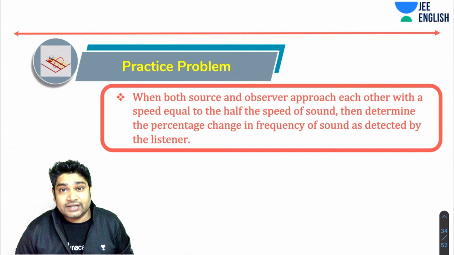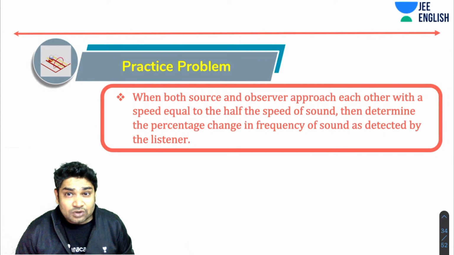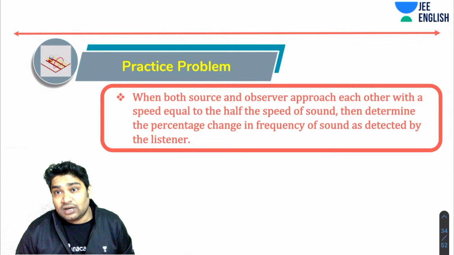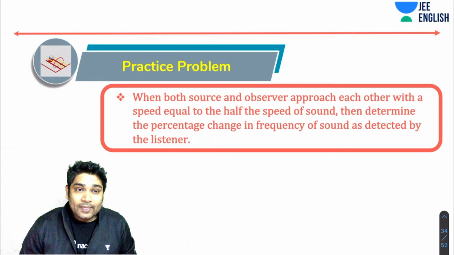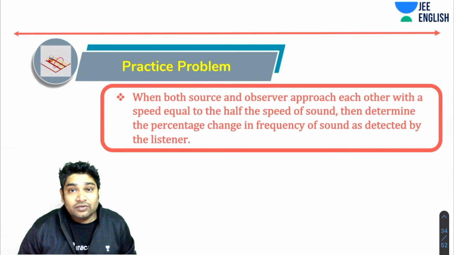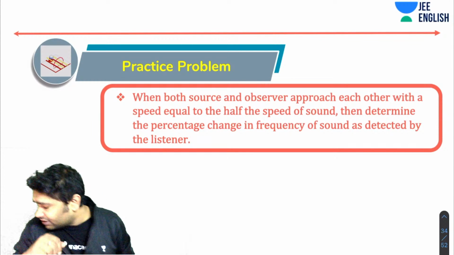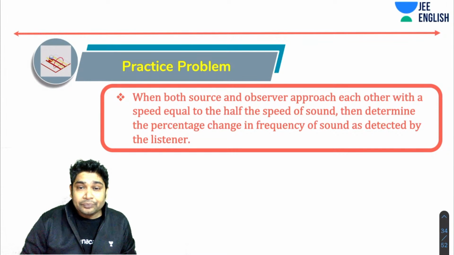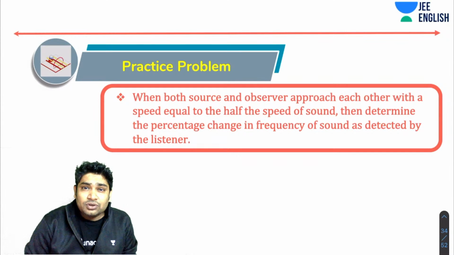So here, this one says when both source and observer approach each other with speed equal to half the speed of sound, then determine the percentage change in the frequency of sound as detected by the listener. They both are approaching each other with a speed of half the speed of sound. What will be the change in frequency detected by the listener? So quickly try this.